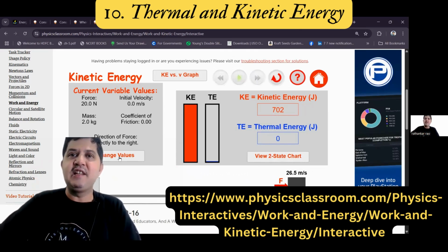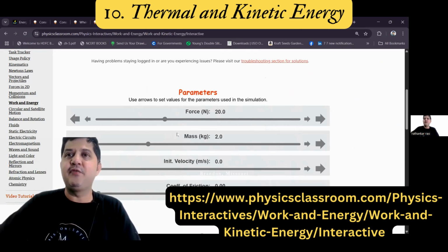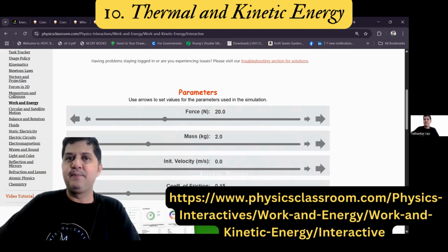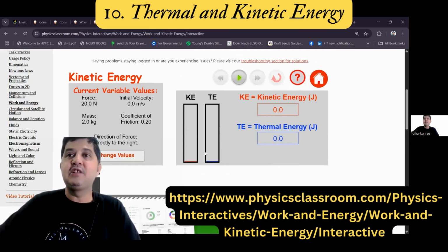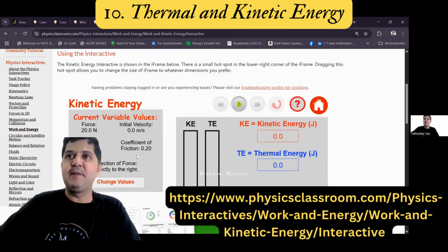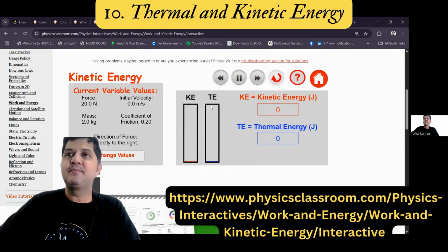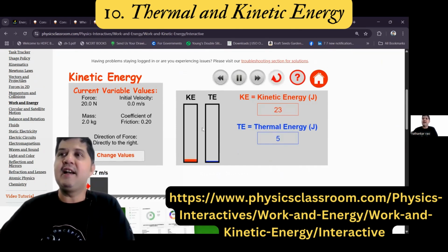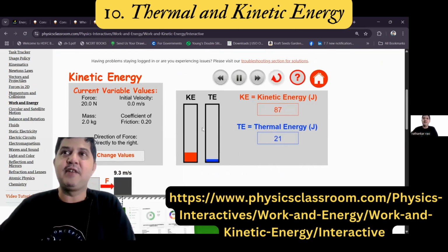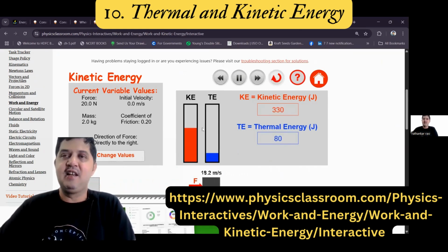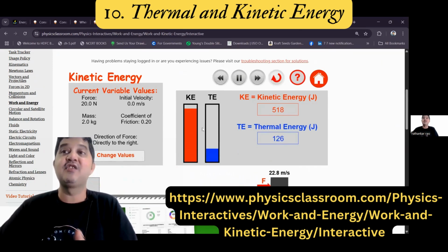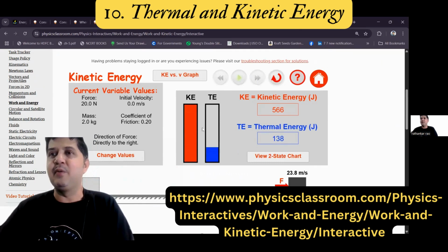Then you can change the values over here. You can change the force, the mass, the initial velocity, the coefficient of friction. Let's say I change the friction to 0.2 over here. Let's try it. You can now view the thermal energy also. Now you can ask questions like, as you change the friction, what is the final velocity the object achieves? What happens to the energy loss? How much is the energy loss? That also you'll be able to get an answer. Thermal energy seems to be 138.